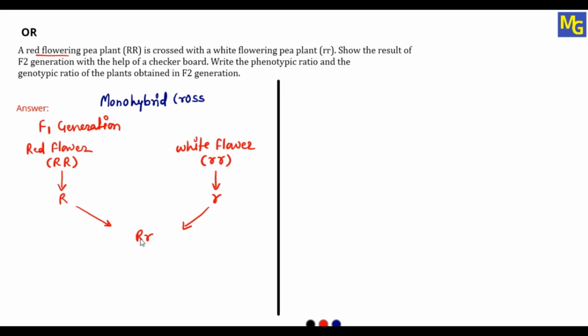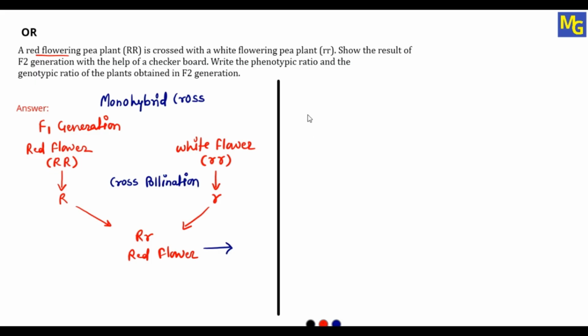If you focus on this capital R and small r, capital R is the dominant one and therefore all the plants will get red flowers in F1 generation. So all the flowers will be red in color in F1 generation, and this is cross pollination because we have used two different plants. This is cross pollination. Now we are going to use this for the F2 generation.